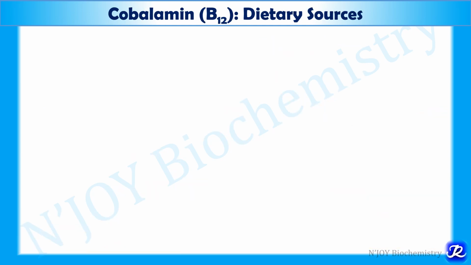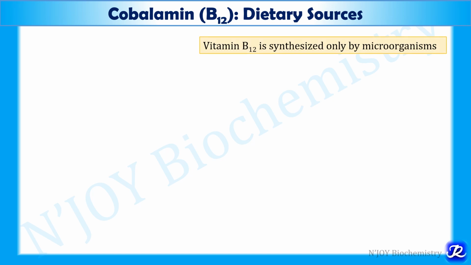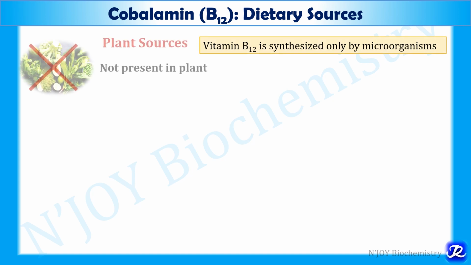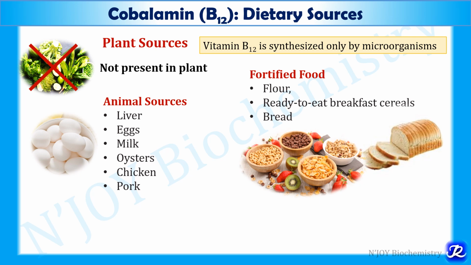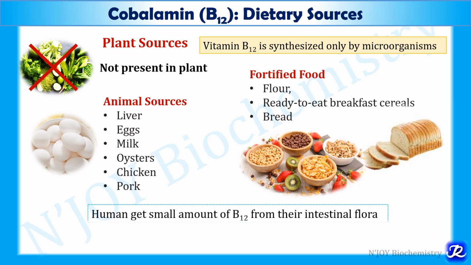What are the various dietary sources of vitamin B12? We know that vitamin B12 is synthesized only by microorganisms, so it is not derived from plant sources. The various animal sources are liver, eggs, milk, oyster, chicken, pork, and curd is a better source than milk because the lactobacillus in curd synthesizes vitamin B12. It is synthesized only by anaerobic microorganisms and animals obtain this B12 either by eating food derived from other animals or from intestinal bacterial flora synthesis. It can also be derived from fortified food, for example flour, ready to eat breakfast cereals and bread.